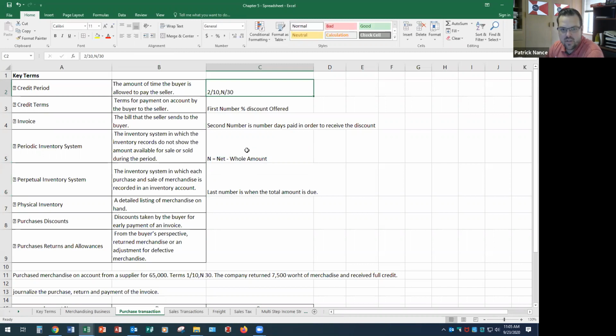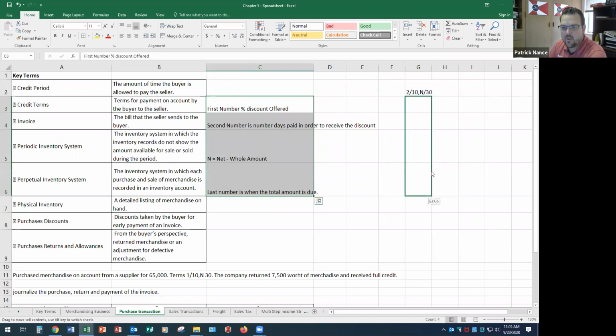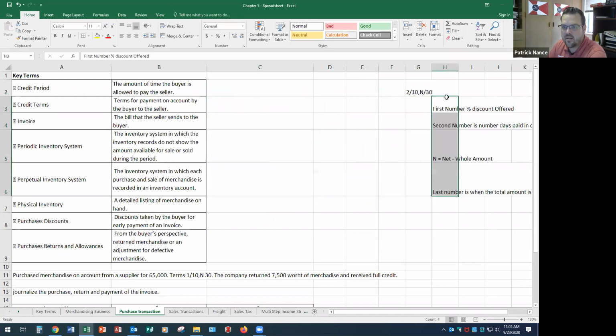So the first number is the percentage discount offered. The second number is the number of days that you have to pay within to get the discount. N generally just means the net or the whole amount. The last number is the total amount due. So in this example, the one I just did, I just got rid of it, but if there was a 2% discount offered, by the way, discounts can only be offered if I don't buy it in cash.